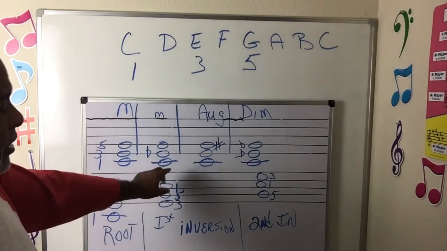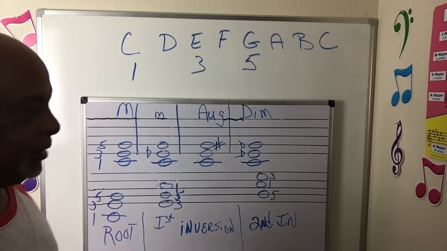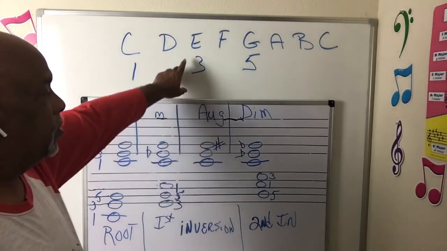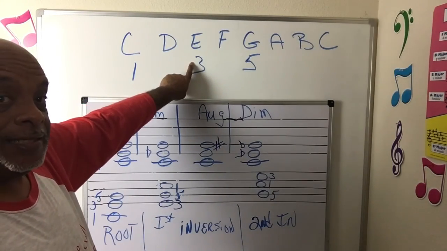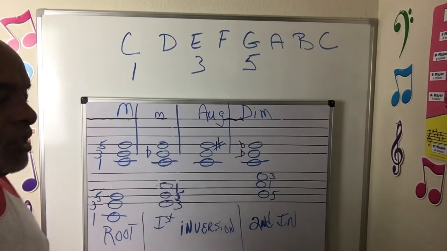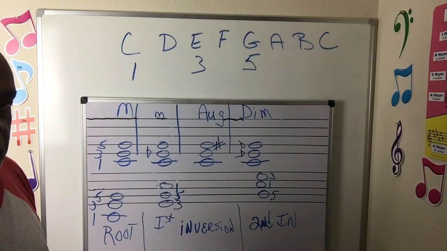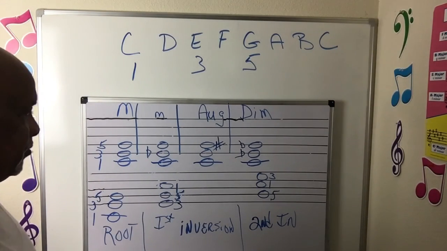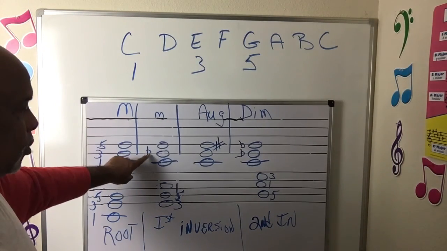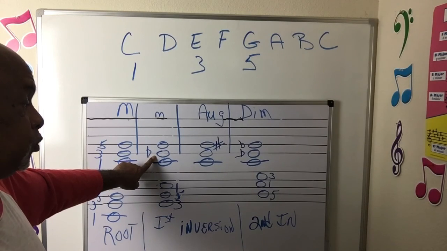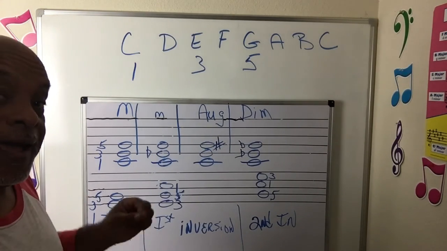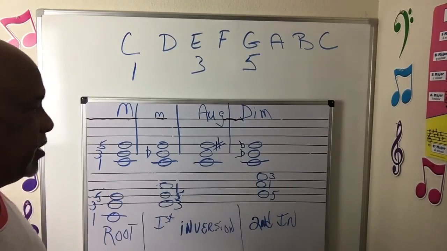In order to get a minor triad, we lower the third a half step. So the third of C is what? E. So we lower the third a half step, and that's going to give us a minor triad. One more time: in order to get a minor triad, you lower the third, which in this case is E, a half step.